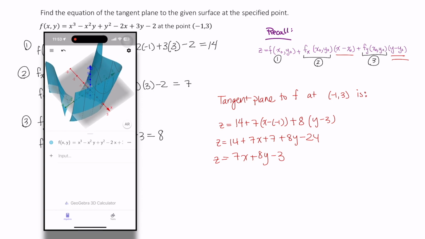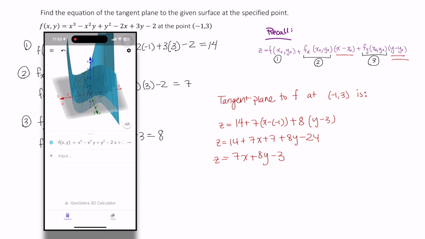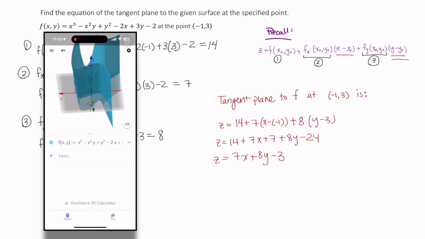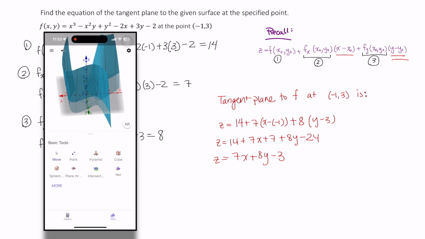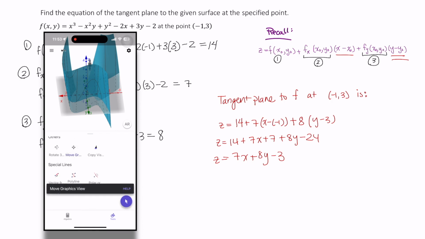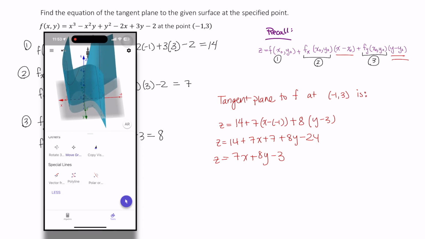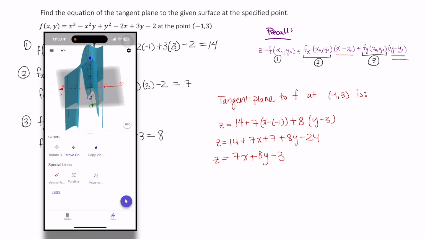Okay, and I'm going to rearrange this a little bit. We're looking at the value of -1 for x. Y is 3, so we're right around here. And the z value is 14, so I'm going to have to shift this graph a bit. Let me go here to Tools, to More, and scroll almost all the way down to Move Graphics View. And I want to move it this way. In fact, I want to try to squish it. And that can be kind of tricky in the 3D view, at least for me.